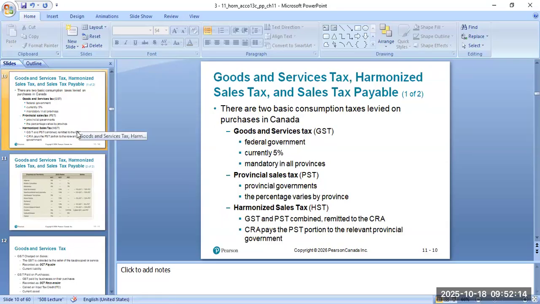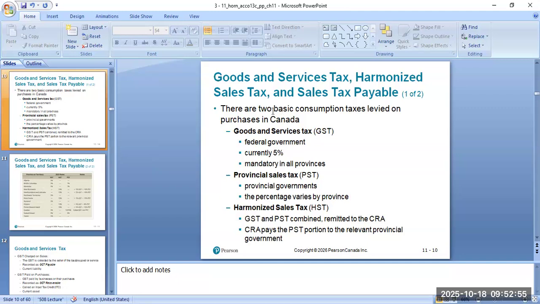What's the other thing that we can see as a payable? The other payable is going to come from the goods and service taxes, or as you already know it, GST. We may see it as the harmonized sales tax, which is HST. So basically, if we are in the province of Ontario right now, we're going to talk about HST. And we may have a sales tax payable. Goods and service taxes, GST, harmonized taxes, and sales tax payable.